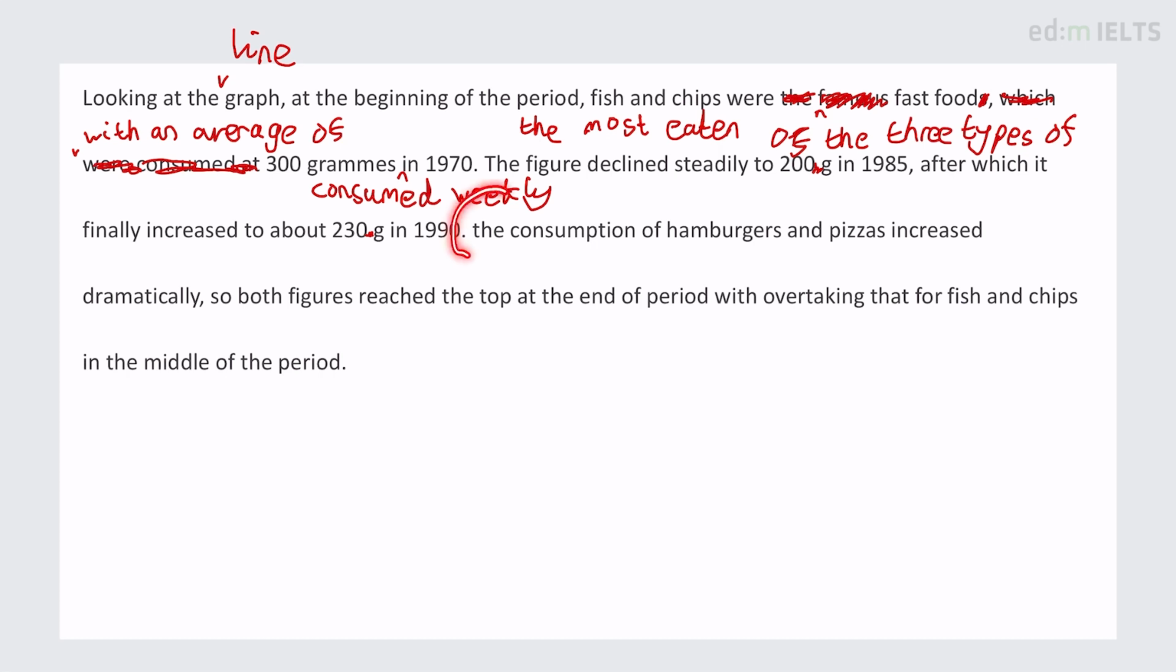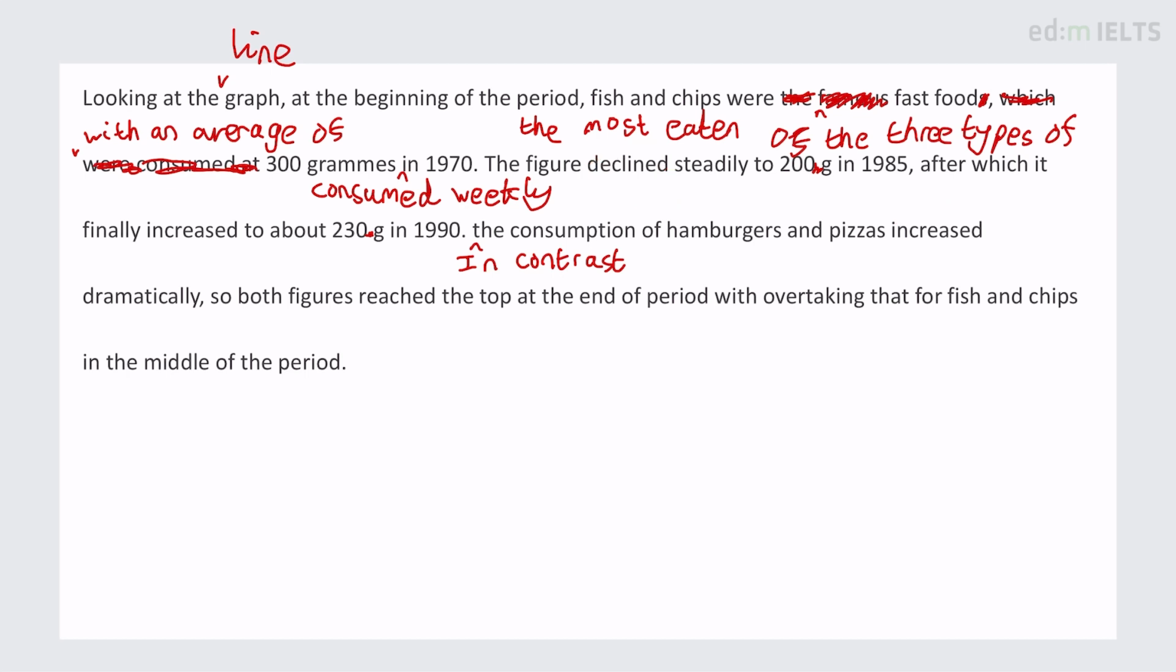It seems to suddenly jump to this. There's not even a capital letter for the T. So I feel that maybe the writer was running out of time. Maybe something was deleted by mistake. I'm going to use a linker: "In contrast," because we're comparing declining and increasing.